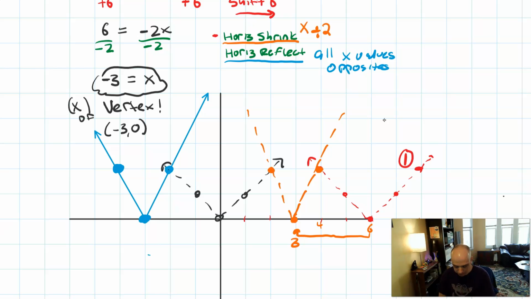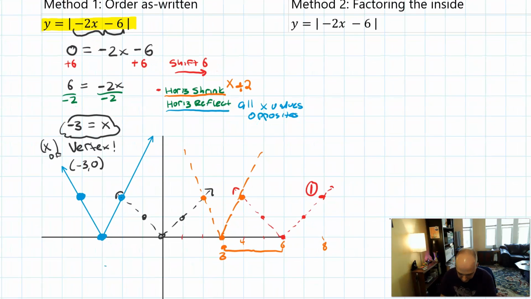That would be the approach if I was doing the transformations in the order as they were written. And I can double check that my final vertex really did happen at x equals -3, which is what I got when I solved the equation at the very start. So that's your check, right? If your vertex ends up in the right spot, then this is basically going to work out right.